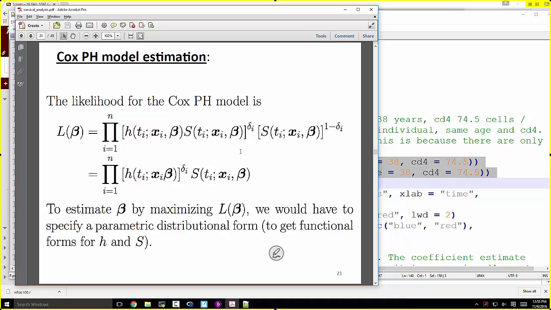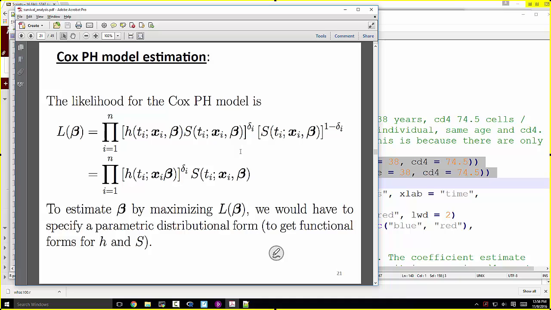Okay. The way that we actually estimate a Cox proportional hazards model is not fully parametric. This would be the full likelihood for fitting the model that we've written down. It's a likelihood contribution for individuals that are uncensored, for which there was an actual event time, raised to the delta. And then there's a survival contribution for those that were censored, raised to 1 minus the delta. It's just like that likelihood that we had earlier on in the slides.